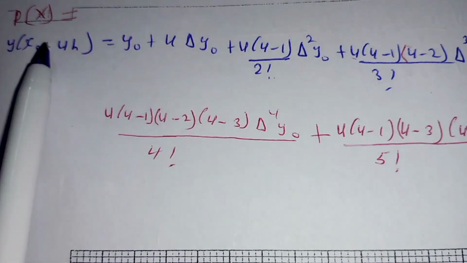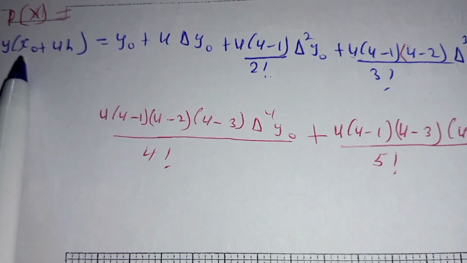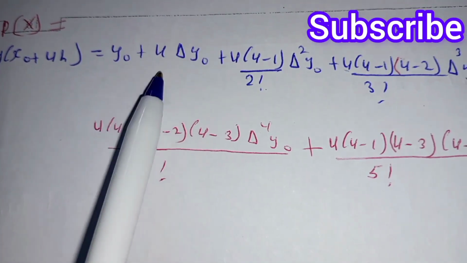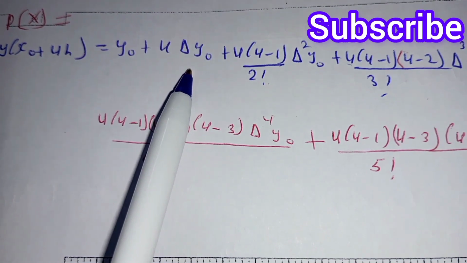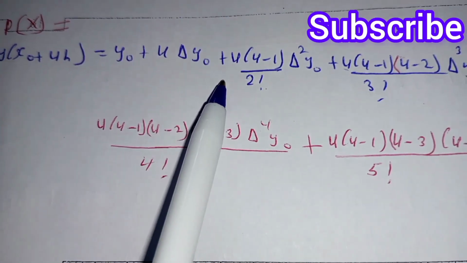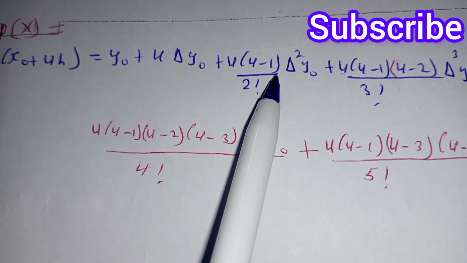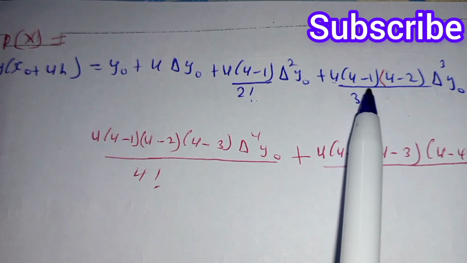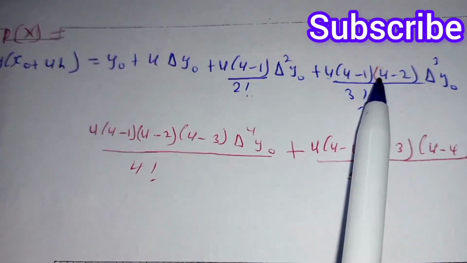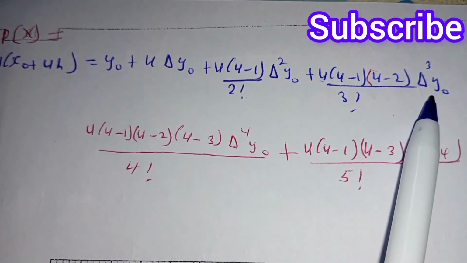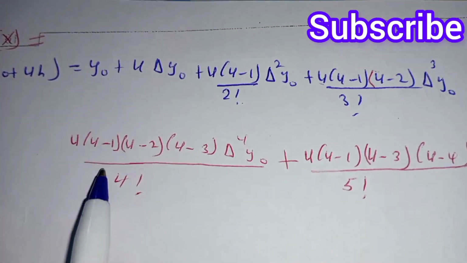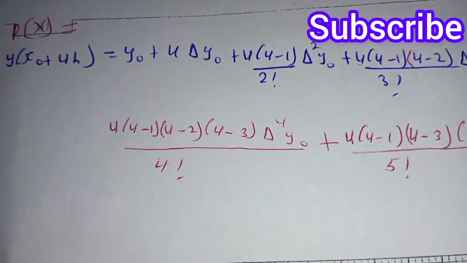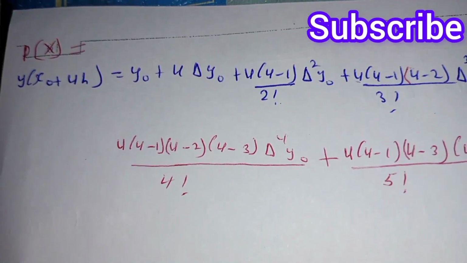So making those substitutions, instead of x, we are going to obtain x0 plus uh is equal to y0 plus u times the first forward difference of y0, plus u(u minus 1) times the second forward difference of y0, plus u(u minus 1)(u minus 2) times the third forward difference of y0 over 3 factorial, plus this other part, all the way to the last part. So this is what is referred to as Newton's forward interpolation formula.